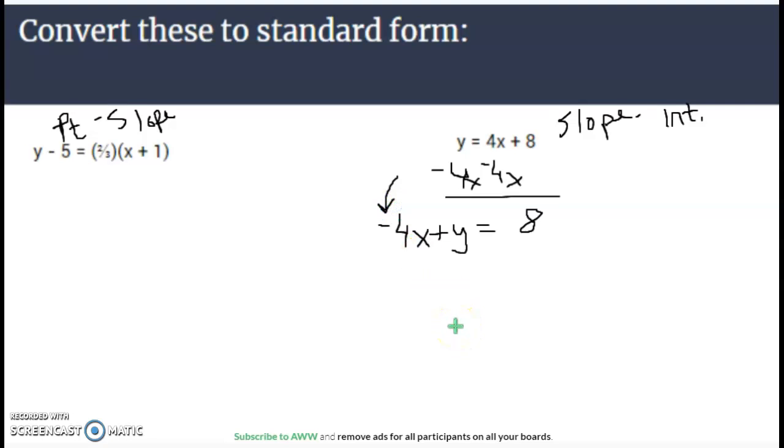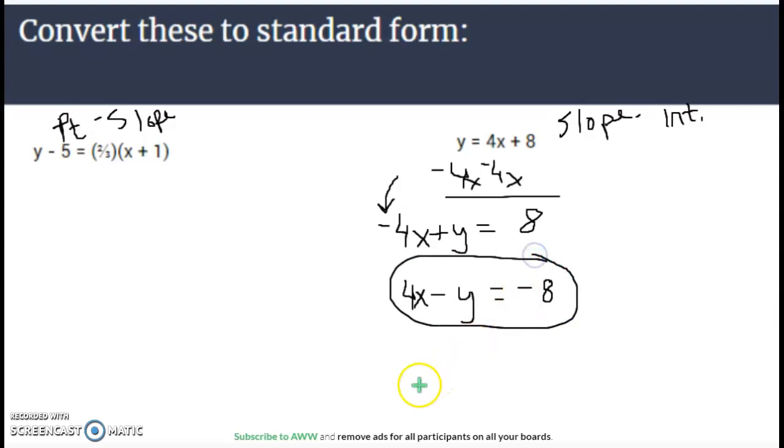Remember the old adage, what you do to one side of an equation, do to the other? Well, if I change all the signs on the left side, like this, make this a positive 4x and a negative y, I need to change all the signs on the right side. There we go. It's now in standard form. Notice it looks like ax plus by equals c, where a is 4, b is negative 1, and c is negative 8.